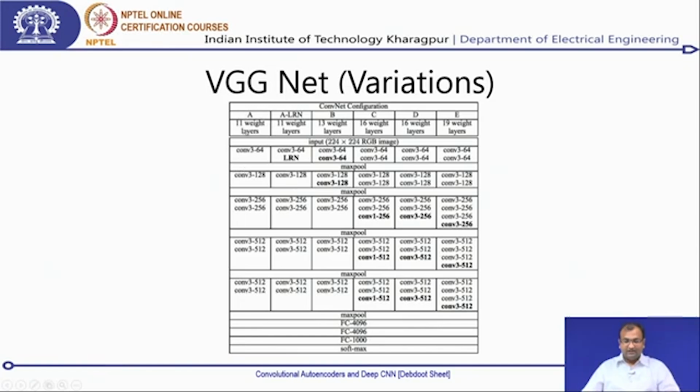One is an 11 layer network, the next one is also an 11 layer network with a modification called LRN, local response normalization. I will come to that briefly in the next slide. There is another one with 13 weight layers, then 16 weight layers, and finally 19 weight layers. Now, weight layers are basically layers where you have a certain number of weights to be learned.